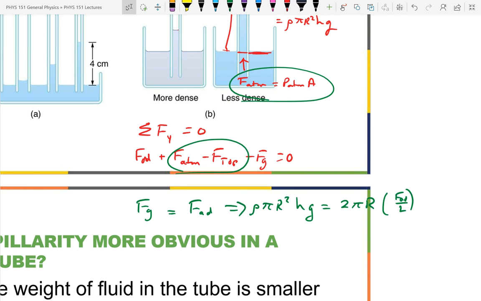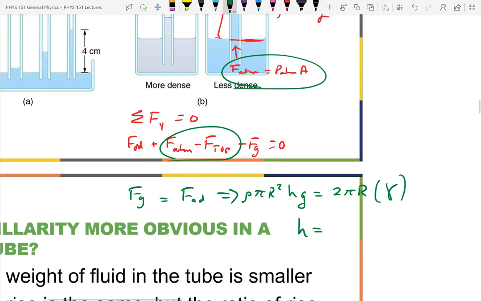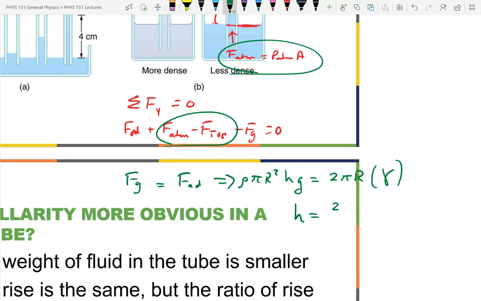And it actually is just the surface tension. And so we can calculate the height here. I forgot something, didn't I? Oh, no, I didn't. So the height will be 2 pi r gamma over rho pi r squared g. Cancel one of the r's, cancel the pi's.